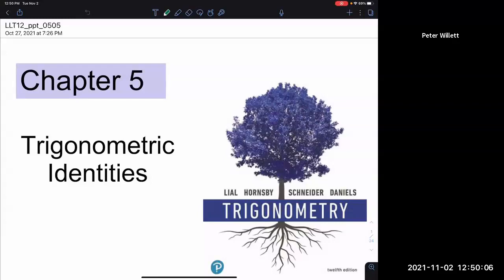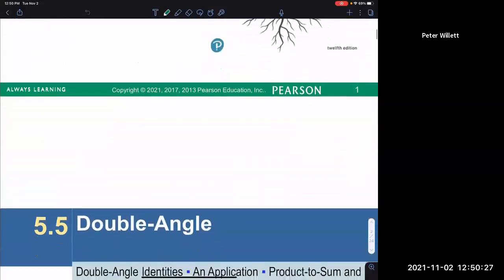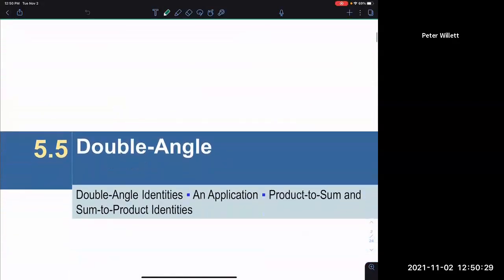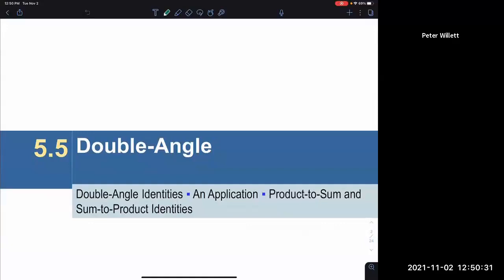And then we learned sum and difference identities after looking at the fundamental identities, like sine, cosine, or tangent of angle A plus angle B or angle A minus angle B. So we learned the sum and difference identities. And at this point, we are on 5.5, where we want to look at double angle identities and applications of those.